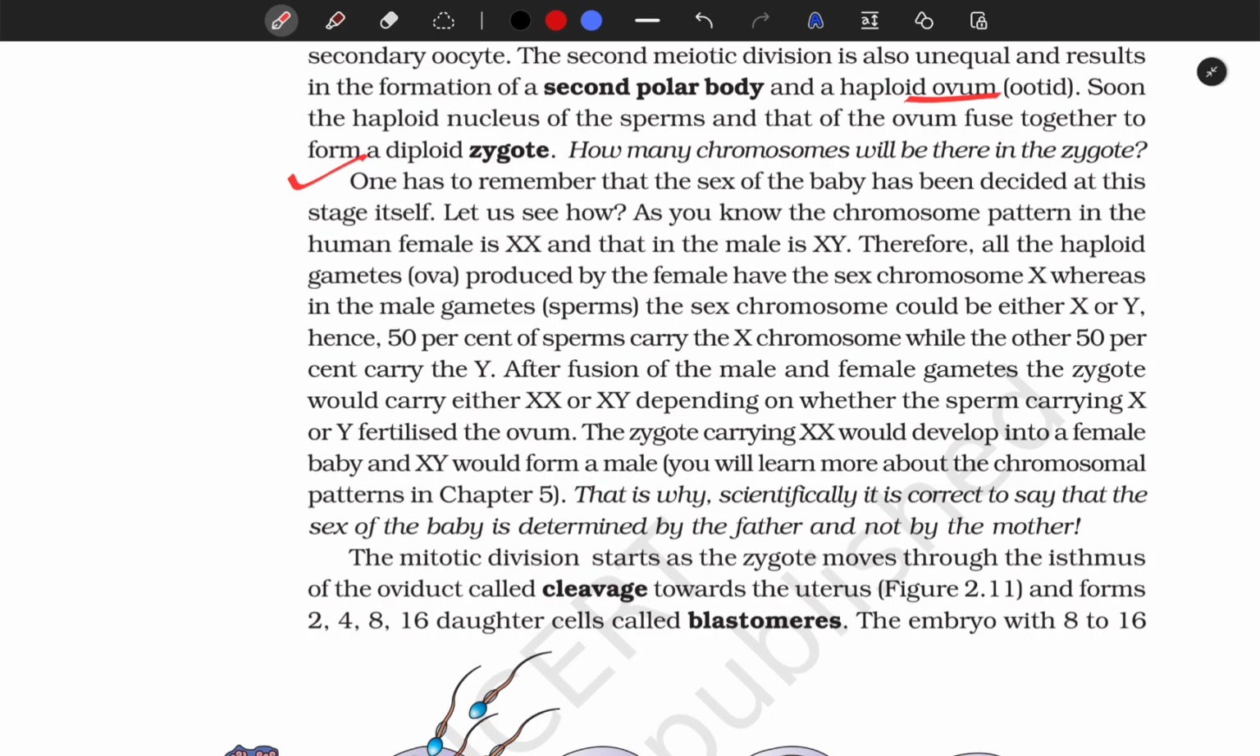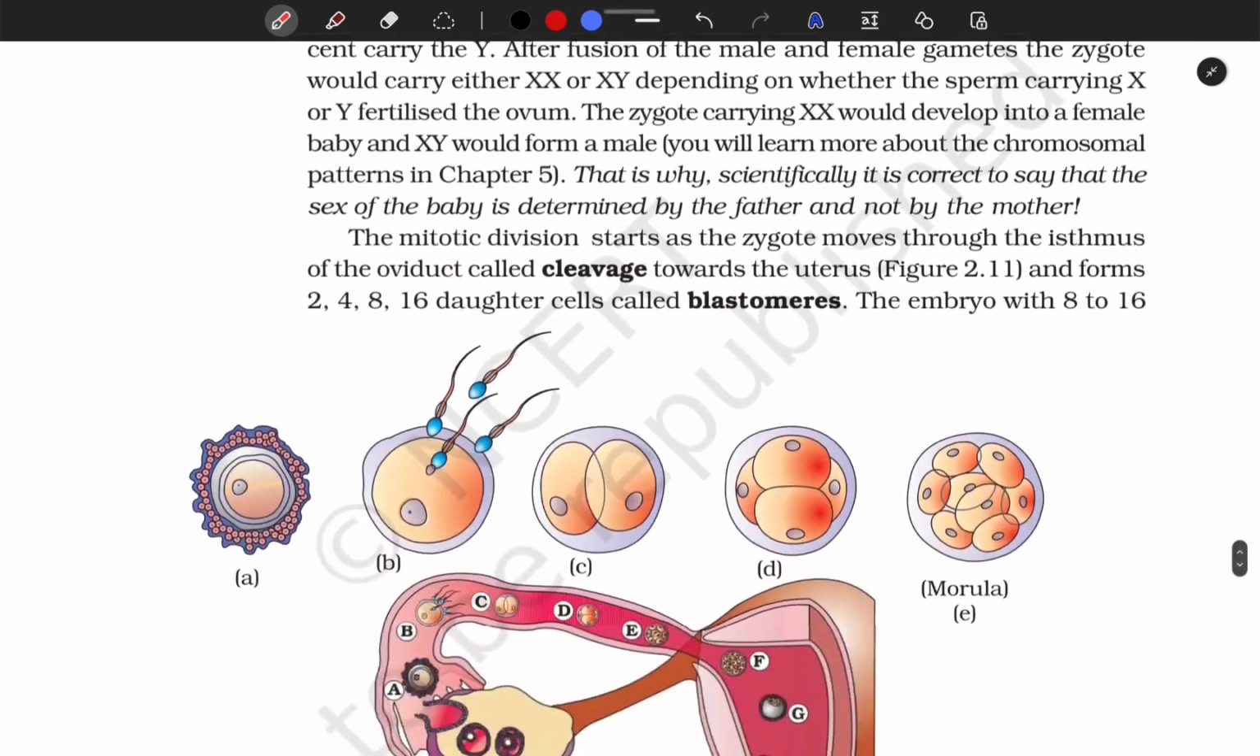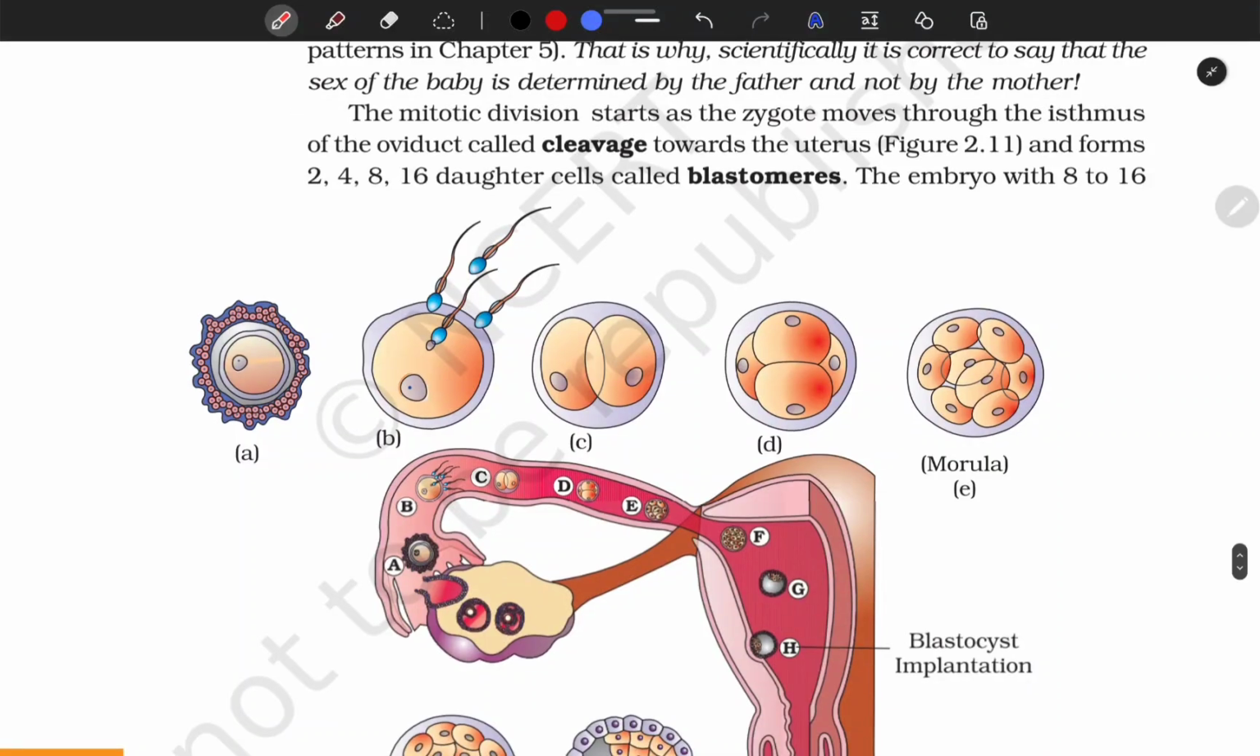After fusion of the male and female gametes, the zygote would carry either XX or XY depending on whether the sperm carrying X or Y fertilized the ovum. The zygote carrying XX would develop into a female baby and XY would form a male. You will learn more about the chromosomal pattern in chapter 5. That is why scientifically it is correct to say that the sex of the baby is determined by the father and not by the mother.